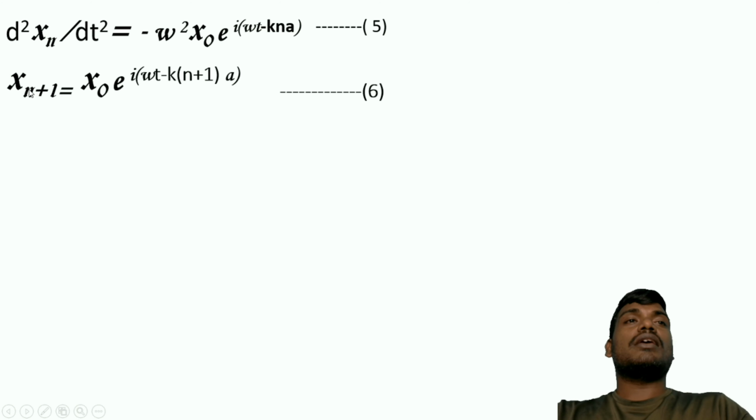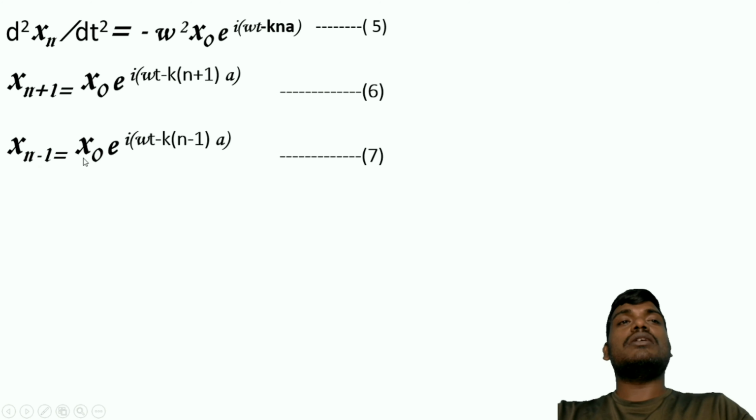And next, similarly, xn+1, that means the next position atom, is equal to x naught e to the power of i(omega t minus k(n+1)a). Similarly xn-1 is x naught e to the power of i(omega t minus k(n-1)a). Both equations are named 6 and 7.